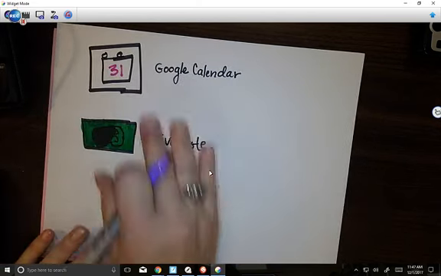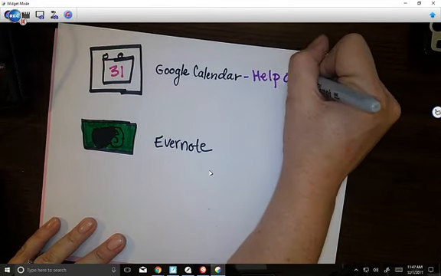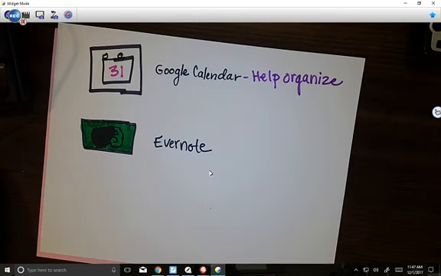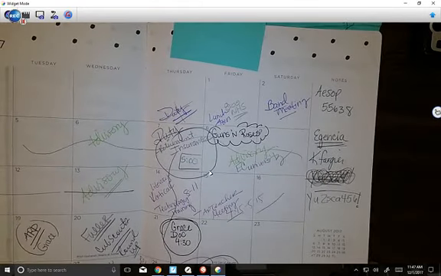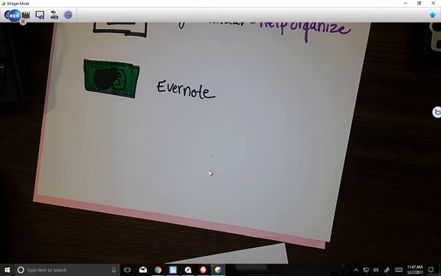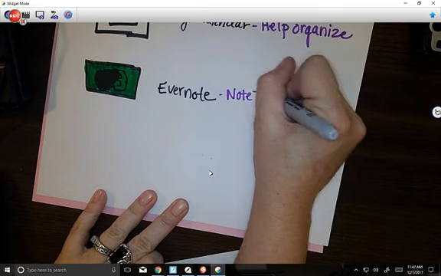Then we will look at Google Calendar to help organize. I have the Google Calendar, but then I also have my paper calendar, which is a hot mess. So we will look at getting organized, and then finally we will look at Evernote for note taking.